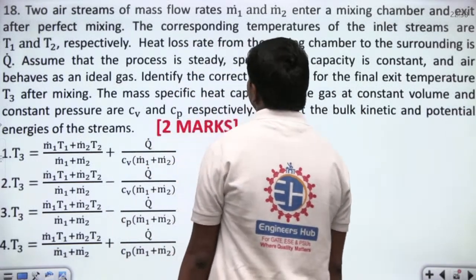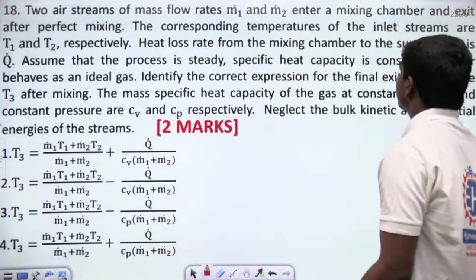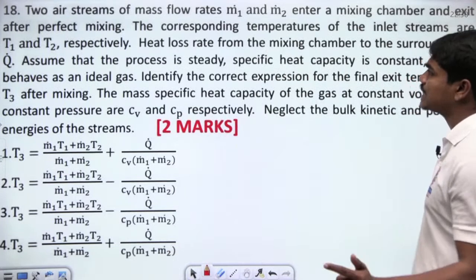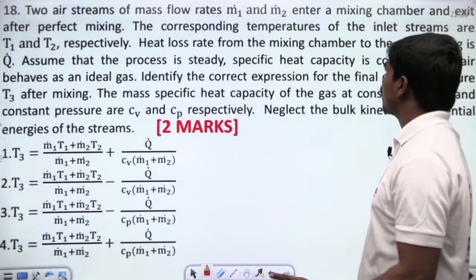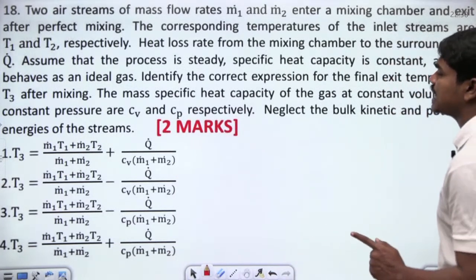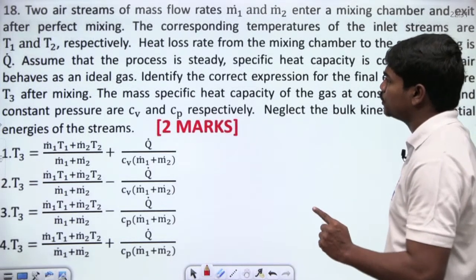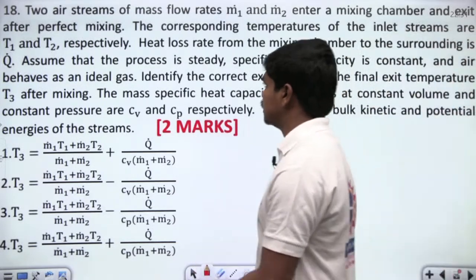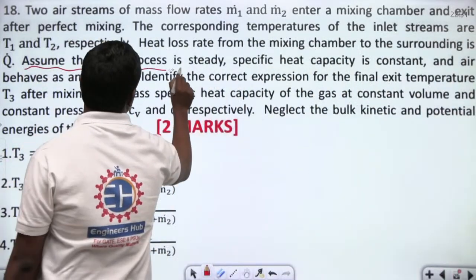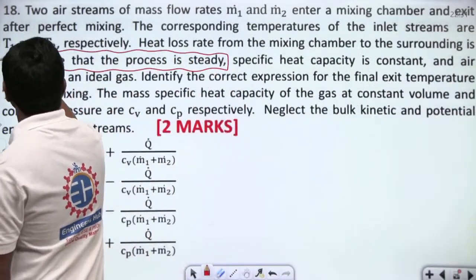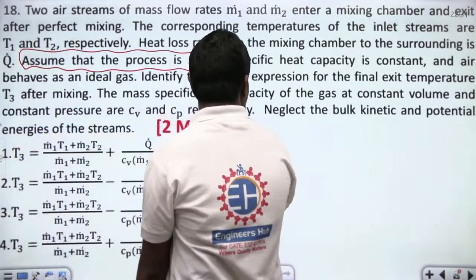Two air streams of mass flow rates m1 dot and m2 dot enter a mixing chamber and exit after perfect mixing. The corresponding temperatures of the inlet streams are T1 and T2 respectively. Heat loss rate from the mixing chamber to the surroundings is Q dot. Assume that the process is steady. This is important. So there is a steady process happening. Specific heat capacity is constant.